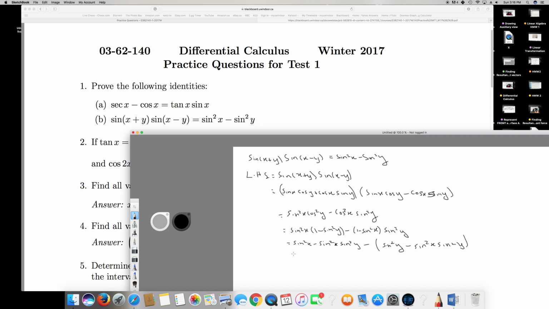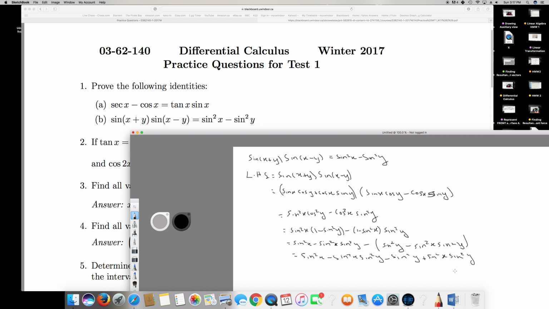So if I expand this bracket, it's going to become sine square x minus sine square x sine square y, and this minus multiply both, so it's going to be minus sine square y, and minus minus become plus, plus sine square x sine square y.